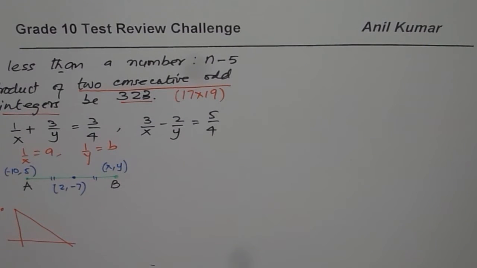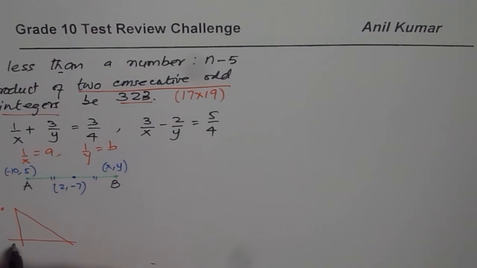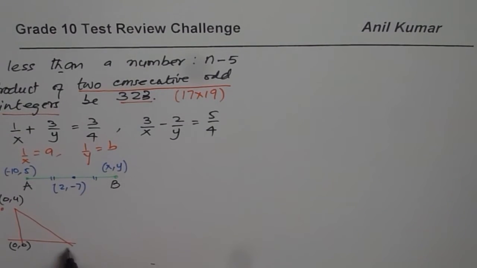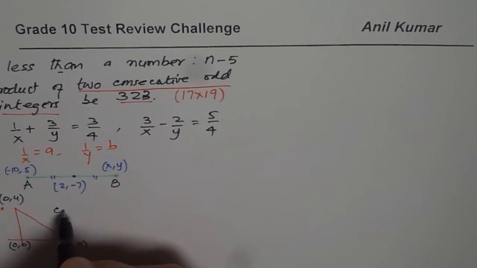And I say, let us say this is some point, let's make it simple, right? (0, 0), and let me take this point as, of course, (0, 4), and this will be, let's say, (3, 0), right? So let's say we have this particular triangle and you need to find the circumcenter.